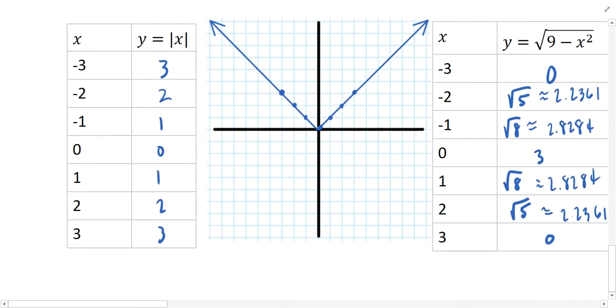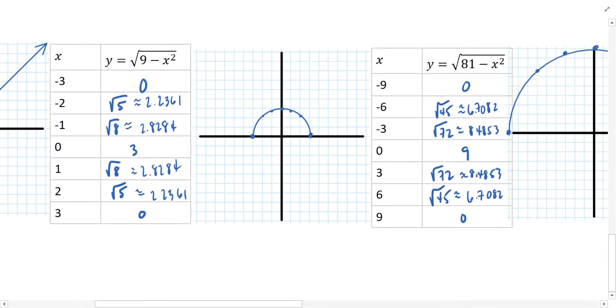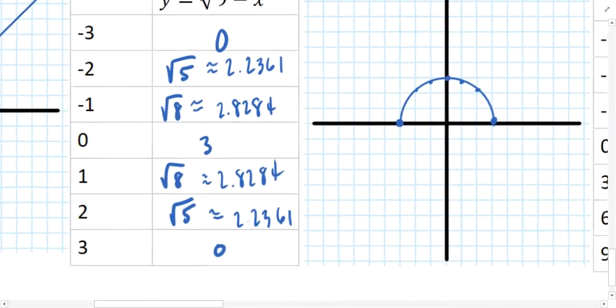For this v-shaped function, no surprises here. The absolute value bars take our x values and turn them positive. And then finally, these last two examples of semicircles, well, the x values that we provided ended up generating some decimals. Normally, I'm not that interested in the decimals.